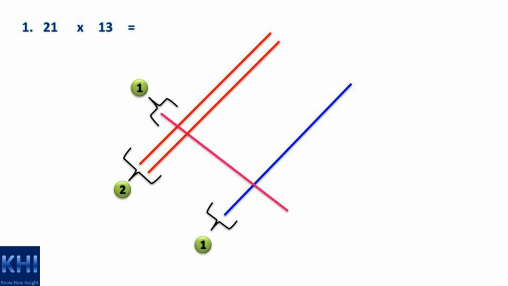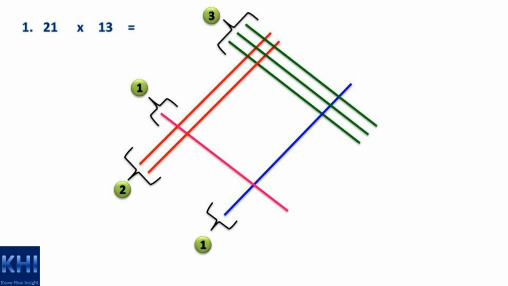Now let's draw a set of lines for 13. In 13, 1 is your first number, so draw 1 slanting line downward, and 3 is your next number, so draw 3 slanting lines downward. Now let's mark all the intersecting points. The intersecting points at the rightmost side gives the last part of your answer. Here we have 3 intersecting points, so 3 is the last part of your answer.